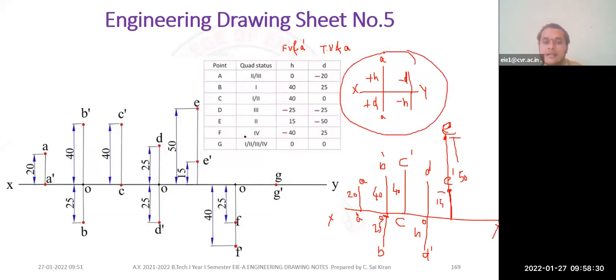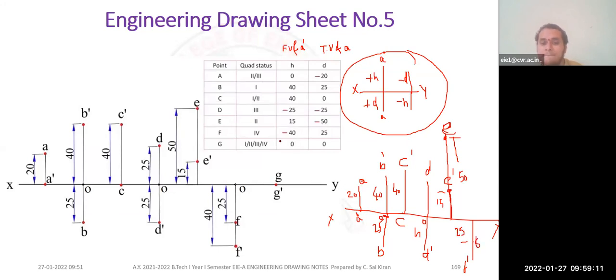And next letter is F. In F, H is negative 40. Whenever H is negative, it will come below the XY line, 40. And with respect to H, small letter and dash, so I have to take small letter F dash. And next is the D distance. D is positive 25. Whenever D is positive, it will come below the XY line. So on the same line, I have to mark a distance of 25. And for the letter D, I have to write a small letter, so I'll write small letter F.